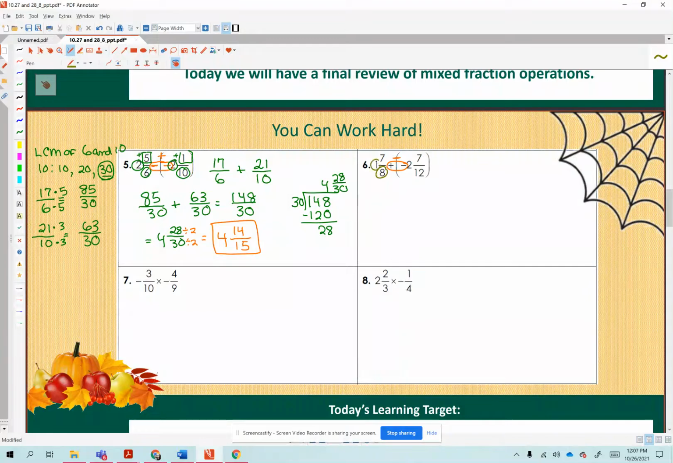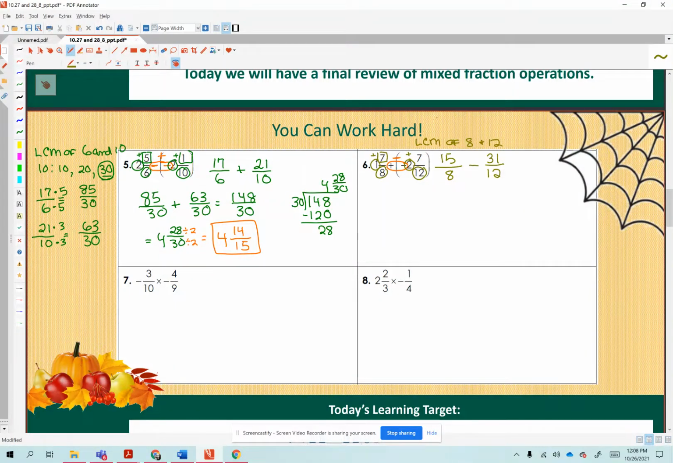So 8 times 1 is 8, plus 7 more equals 15. So the first fraction can be rewritten as 15 over 8. And we said adding a negative is the same as subtracting. And we'll convert 2 and 7/12 to an improper fraction. 12 times 2 is 24. Plus 7 is 31. So that would be 31 over 12. And now we need a least common multiple of 8 and 12 so that we can have common denominators.